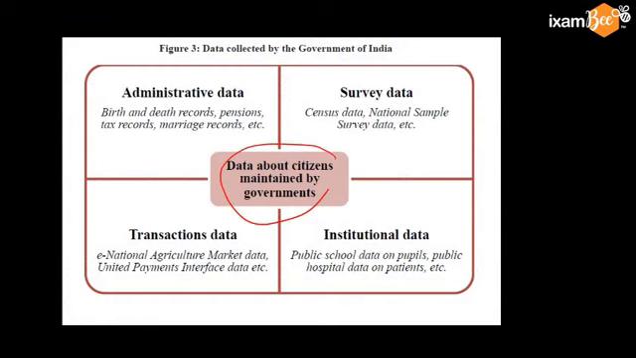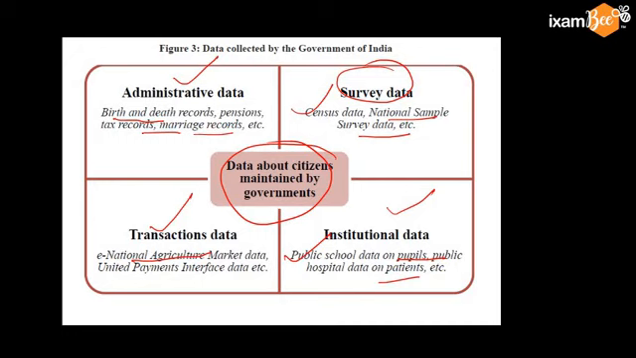With the government, 4 types of data are managed. One is administrative data, that is birth and death record, pension record, tax record, marriage, etc. Second type of data is survey data. Government does a census survey every 10 years. Then there is NSSO data, so these kinds of surveys are done. Then transactional data related to payments, related to eNAM, etc., and institutional data, which is say in public schools, hospitals.